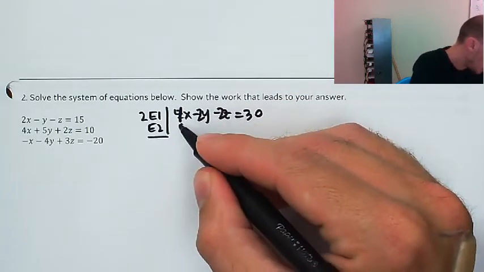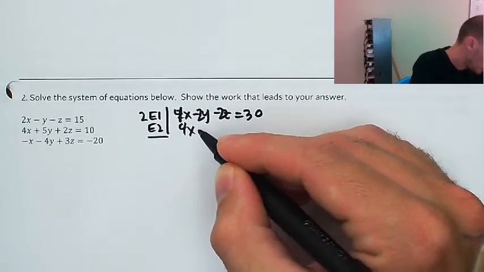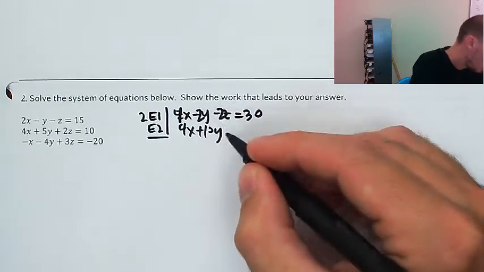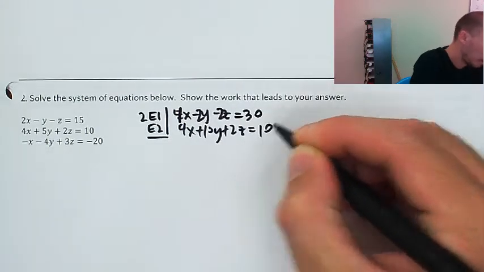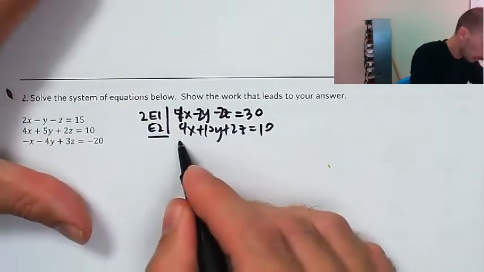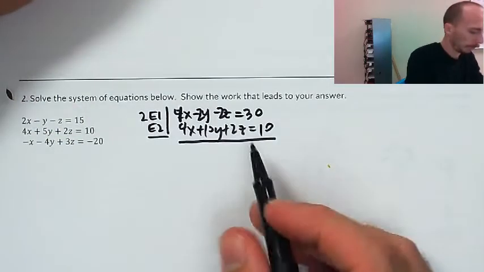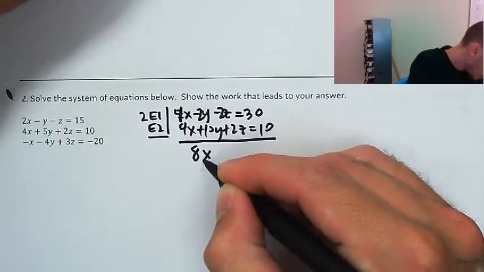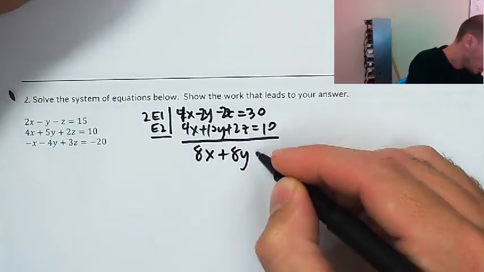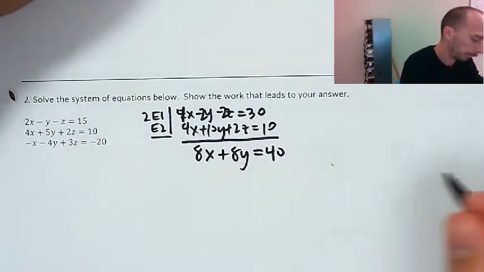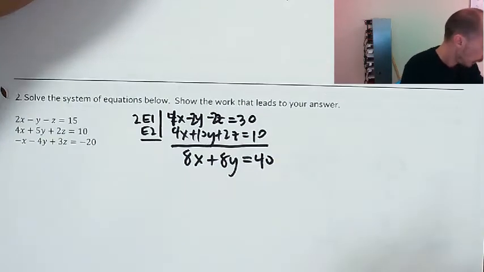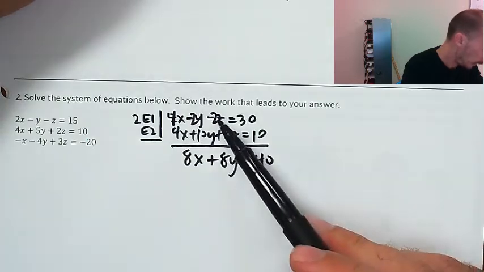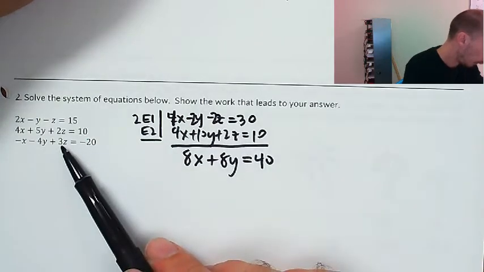And then equation 2 is 4x, 10y, positive 2z. That's 10. All right. Pardon me, I'll try to make this look nicer the rest of the way through. So this is going to be 8x, 8y, no z's equaling 40. Okay. Then I'm going to eliminate z from equation 3.